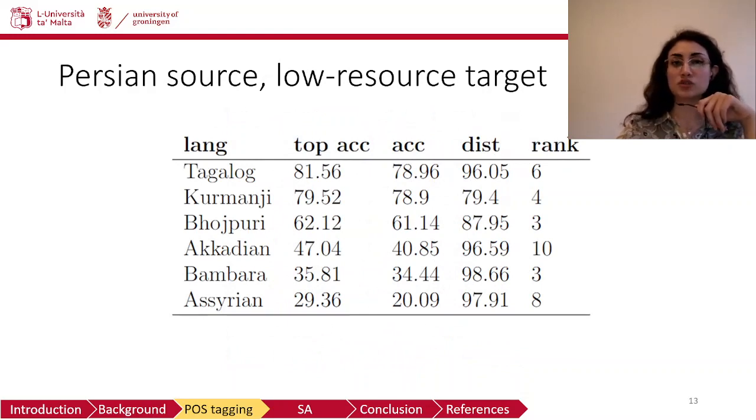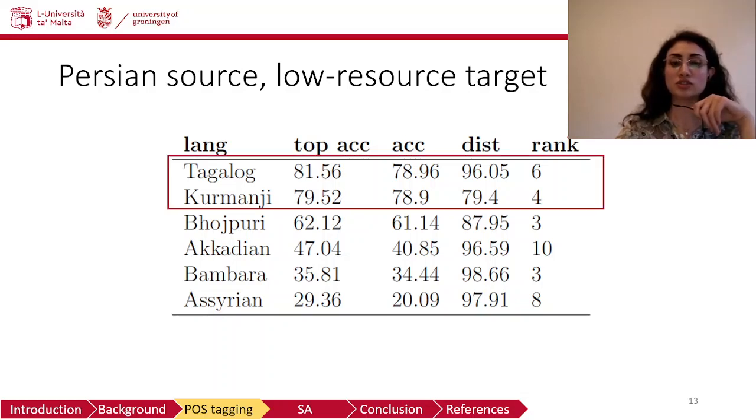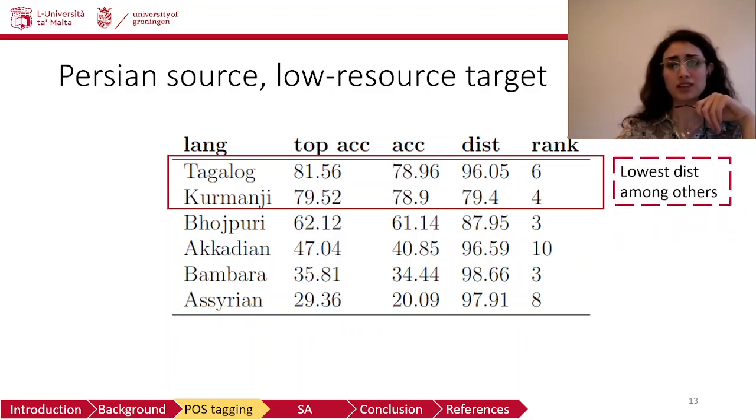However, when Persian is the source language, we find out there are 11 languages that have Persian as one of their top 10 source languages, and 6 of these 11 languages are low-resource target languages. And among them, we find Tagalog and Kurmanji, which is very interesting for us. They have the highest accuracy of 78.9, and it is interesting that Persian has the lowest LDND distance with these languages among the other source languages that appear on top of the list for these two low-resource languages.